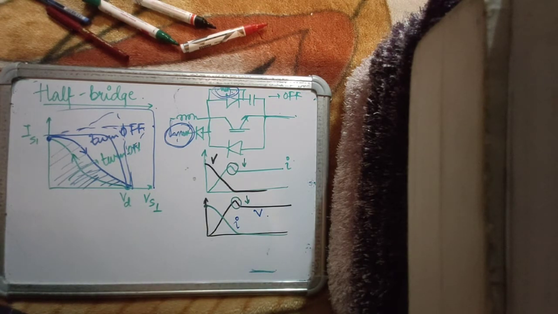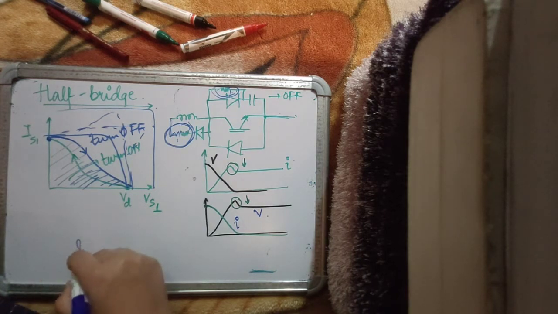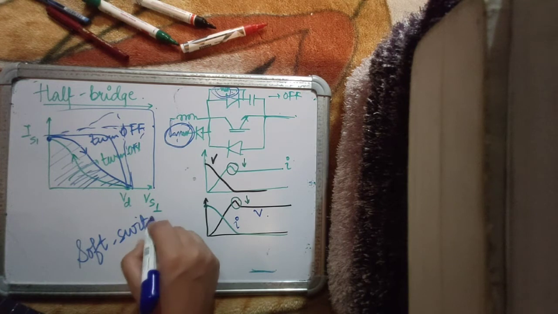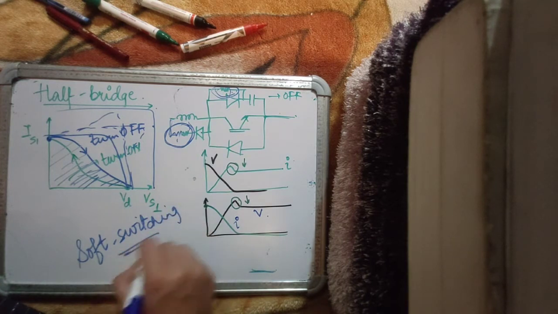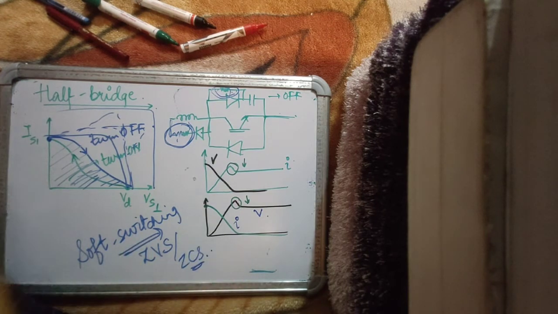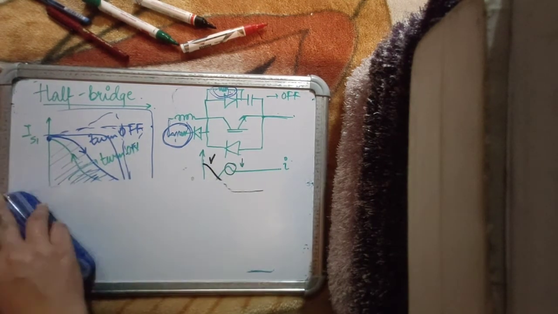Therefore, in power converters where you are dealing with high power, which means high voltages and high currents, and where you still want to miniaturize the circuit and allow very high switching frequencies, there you tend to go for soft switching or resonant converters, which basically do zero voltage switching or zero current switching. Let's see what that is.